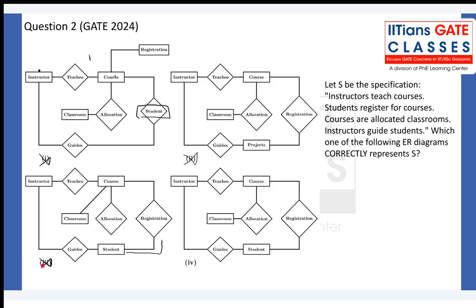Okay. Perfect. Now see, the fourth option, which obviously will be the correct one because the first three are wrong. Instructor teaches courses, right? Students register for courses. Again, it's correct. Courses are allocated classrooms. Again, you can see that. Instructors guide students. So which option is correct? Number 4. Okay. Is it clear, everyone? Yes.